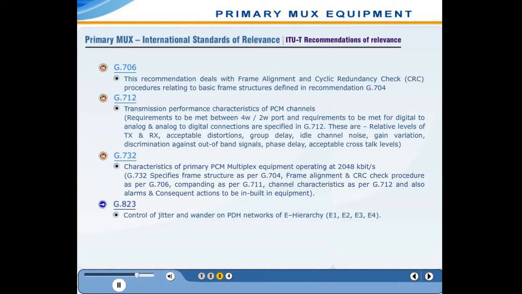G823 recommendation deals with control of jitter and wander on PDH networks of E hierarchy, that is E1, E2, E3 and E4.